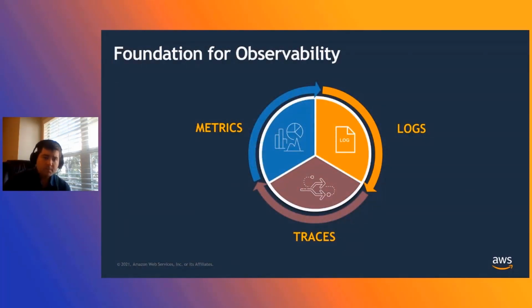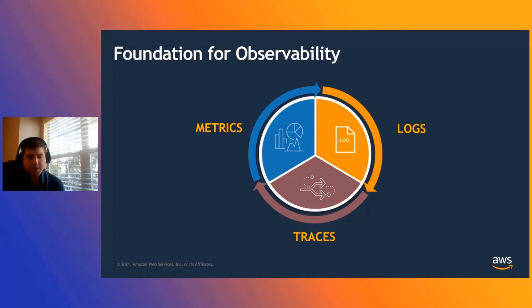All right, so now let's speak about the foundation of observability and what we mean by that. So here you'll see three different pillars, or data types, or primitives, whatever we want to call them, but they're metrics, logs, and traces. And each of these are very valuable on their own. We'll walk through what we mean by that.